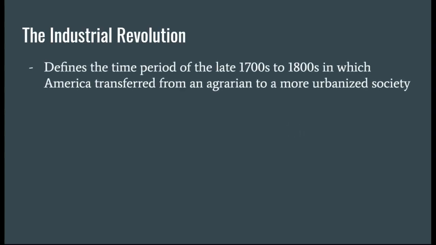All right, so what is the Industrial Revolution? Okay, so the Industrial Revolution is this time period between the late 1700s to 1800s. And we are talking about the American Industrial Revolution. It's really categorizing when America transferred from an agrarian to a more urbanized society. What do those words mean, right? Agrarian means we can think about it as agriculture, as more farming, as more rural.